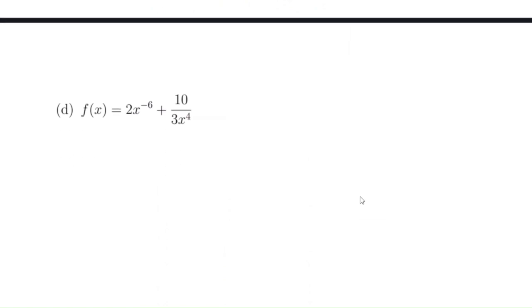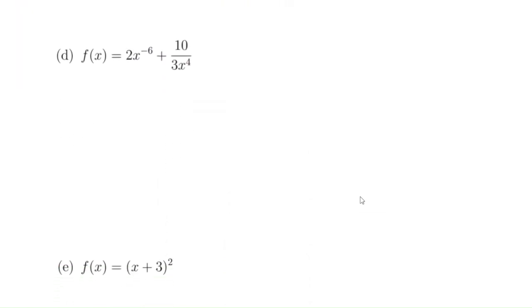Okay, moving on, we get our next problem, part D, f of x equals 2x to the negative 6 plus 10 over 3x to the 4th. So now let's rewrite. The 2x to the negative 6, that's okay, we'll leave it like that. Let's rewrite this as 10 thirds times 1 over x to the 4th power. So the 10, multiply this on top, we get 10. Multiply this on the bottom, we get 3x to the 4th.